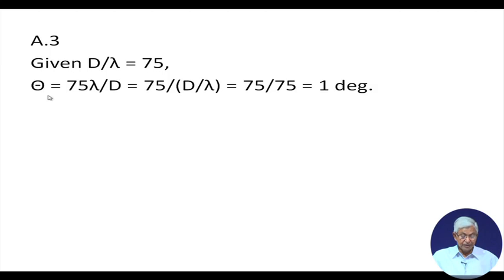Theta, if you remember, is the 3 dB beamwidth. We calculated it as 75 lambda by D, which is 75 by D by lambda, in this case 75 by 75, which is 1 degree. So, 1 degree away from the peak, that is what we found out.